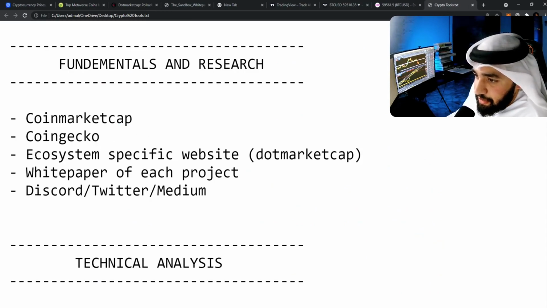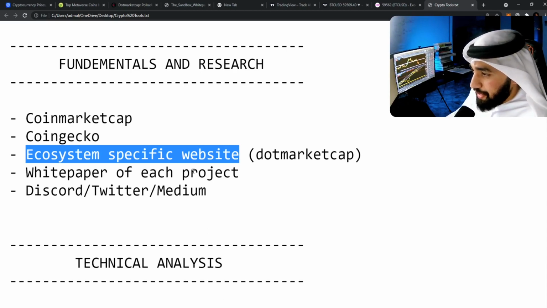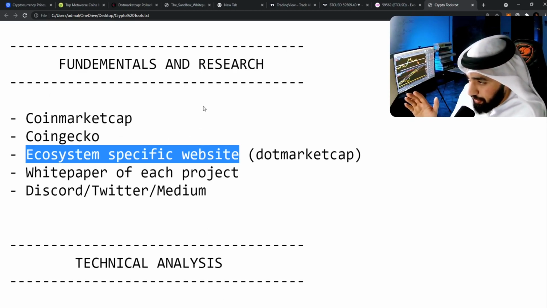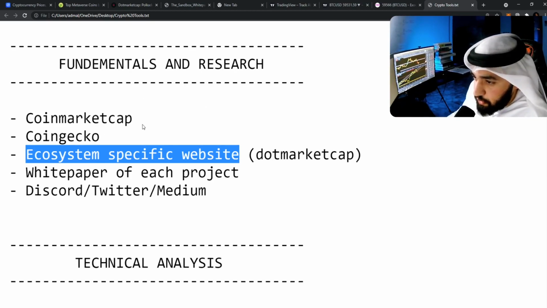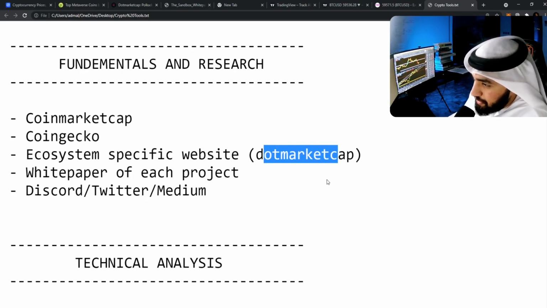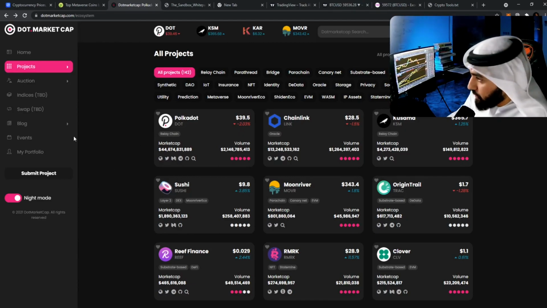It's basically looking at ecosystem-specific websites. What do I mean by ecosystem-specific websites? It means that each ecosystem has their own website or their own place where you can search what coins they have, what projects are coming and appearing in that ecosystem. And as soon as they appear, they post it on their website or whatever source they have. So let's look at .marketcap. This is for the Polkadot ecosystem.